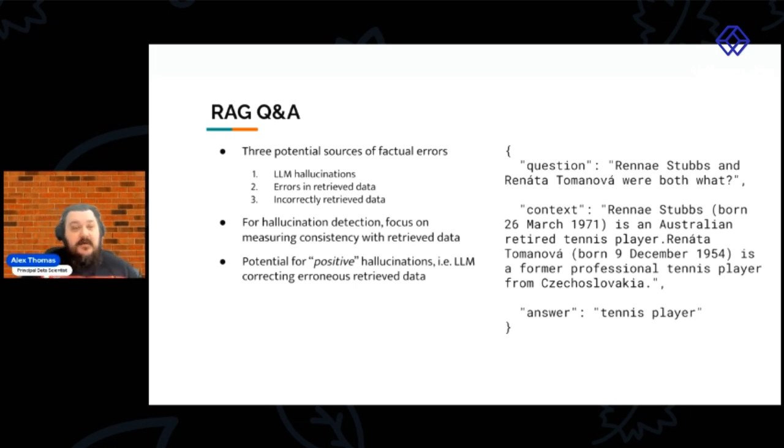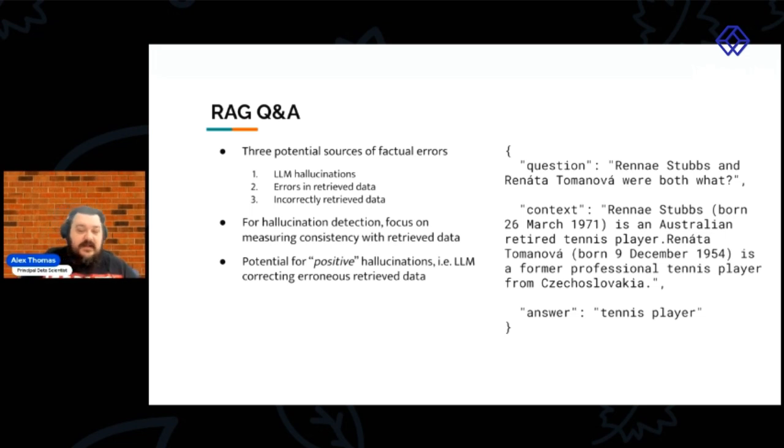So perhaps someone's asking, what is a bank? And they're intending to ask about the geographical term, like the bank of a river. But when they ask that question, it gets a bunch of documents about the financial institution bank, in which case the answer is incorrect. It's factually incorrect for the geographical concept of bank. But the problem was incorrectly retrieved information.